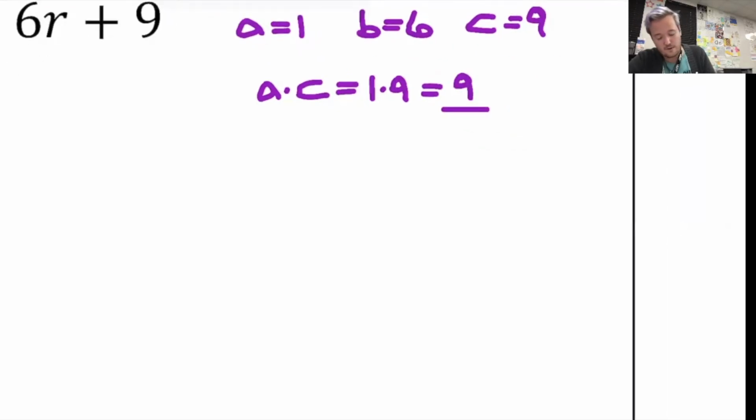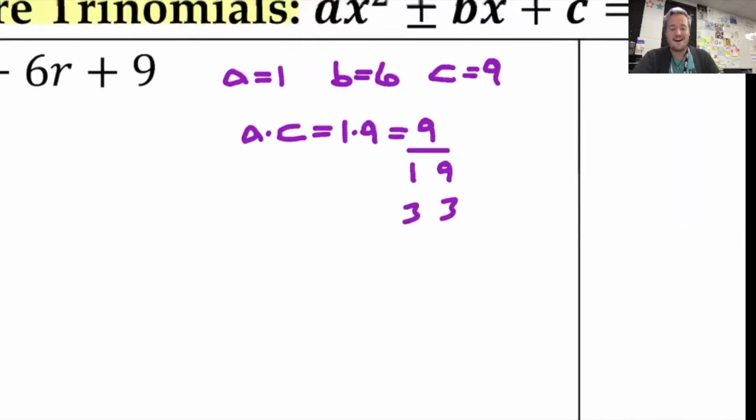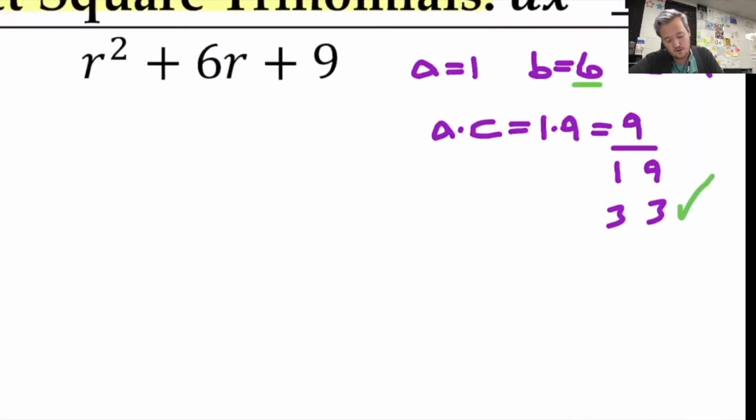All right, and then now I want to find the factors of 9. So we're going to have 1 and 9, and 3 and 3. Now remember, we want them to add up to your b value. So we want them to add up to 6. So in order for that to work, we want 3 and 3. So I'm going to use 3 and 3 to split the middle.